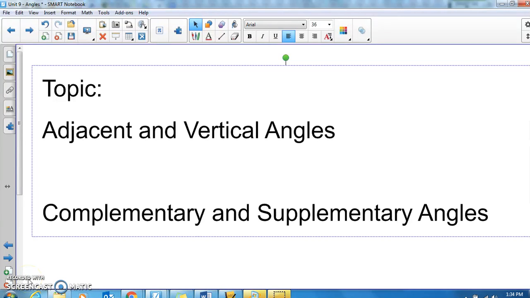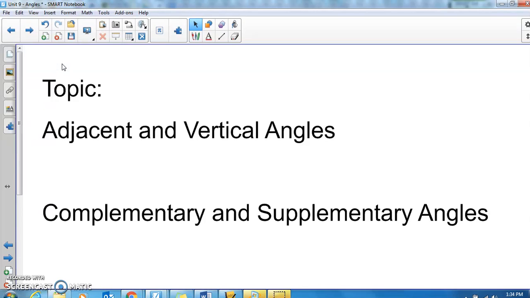All right, we're going to move on now with the final part of this unit dealing with angles. We're going to talk about adjacent and vertical angles and also complementary and supplementary angles. We've already spoken a little bit about adjacent angles. We've talked about adjacent angles being angles that share a common side. They're side by side. They're your next door neighbors.